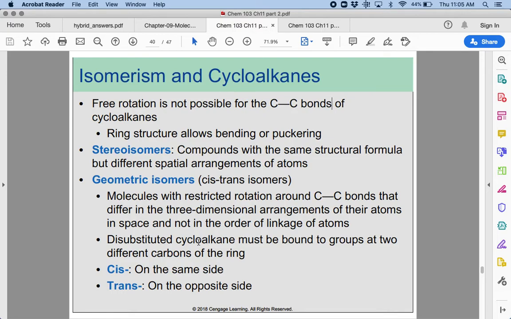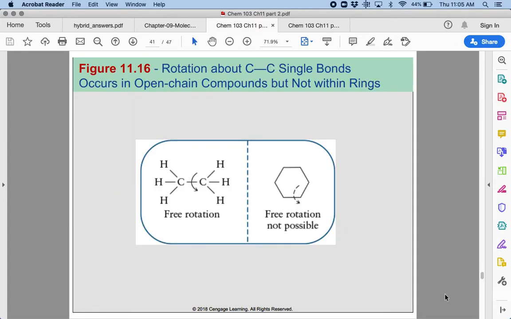So unlike a structural isomer, where they have the same formula, but they are attached in different ways, geometric isomers have the same formula and are attached in the same way, but their 3D arrangement in space is different. So we'll look at this, and the two different types of geometric isomers are cis and trans. Cis meaning same, trans meaning opposite or different.